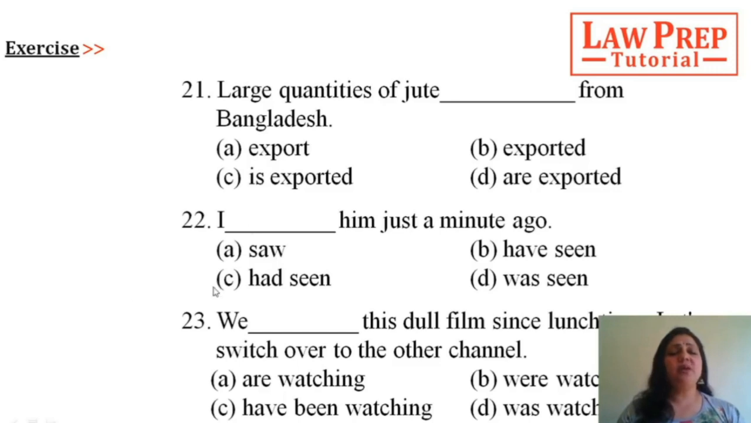Turning to our next question, question number 23. We watched this dull film since lunchtime. Let's switch over to another channel. So it means you've been watching. With since, perfect and perfect continuous, and with perfect and perfect continuous we never use, please note, we never use a continuous tense with since. So we can't use are watching, we can't use were watching, we can't use was watching. So we'll use the answer have been watching, present perfect continuous. We have been watching this dull film since lunchtime.